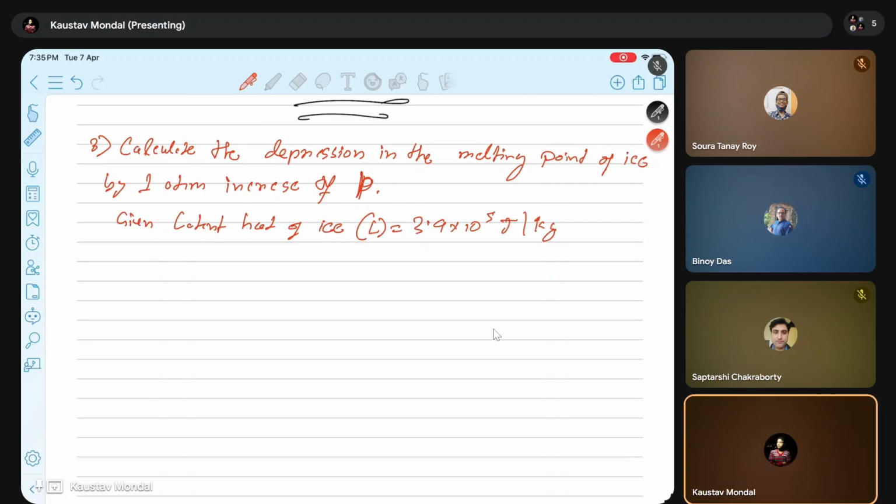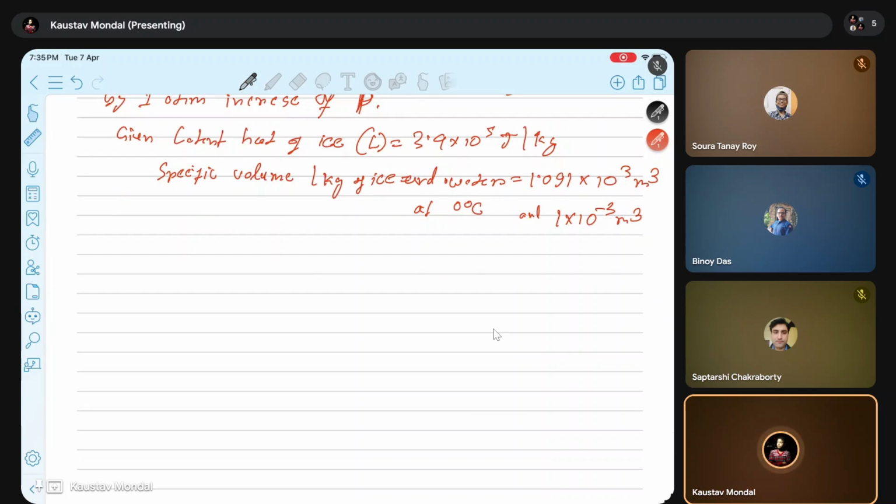Specific volume of 1 kg of ice and water is given at 0 degrees as 1.091 into 10 to the power minus 3 meter cube and 1 into 10 to the power minus 3 meter cube. Okay, so this is easy.